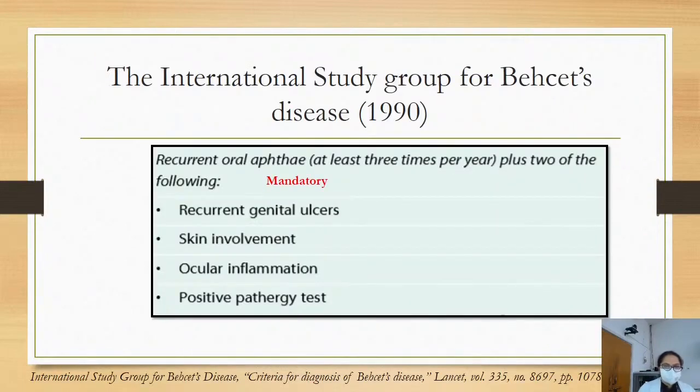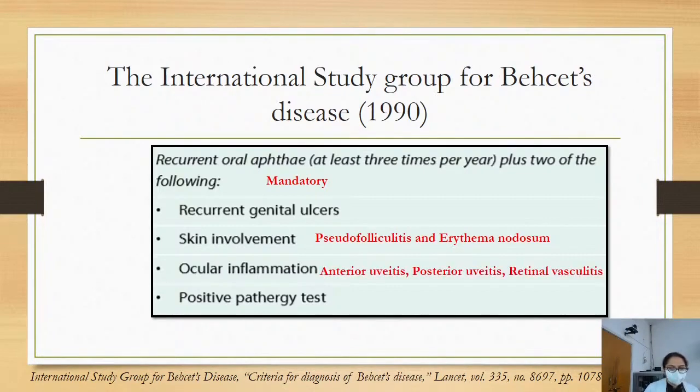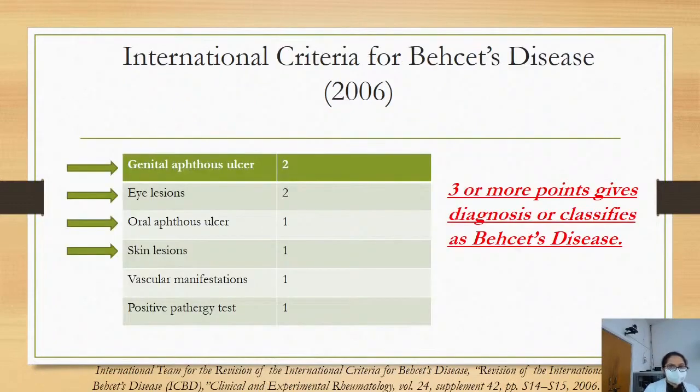Coming to the International Study Group for Behçet's Disease, the mandatory criterion is that there should be recurrent oral aphthae at least 3 times per year, plus 2 of the following criteria, which are recurrent genital ulcers, skin involvement, ocular inflammation and positive pathergy test. Skin involvement refers to pseudofolliculitis and erythema nodosum, and ocular inflammation refers to anterior uveitis, posterior uveitis and retinal vasculitis. This is the latest classification, International Criteria for Behçet's Disease, which was given in 2006.